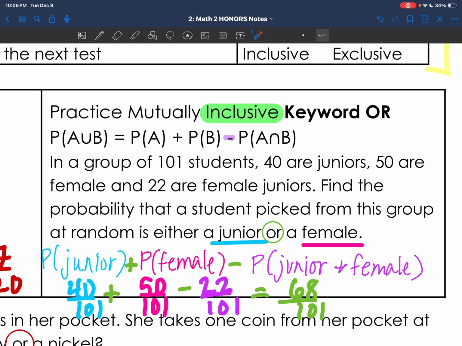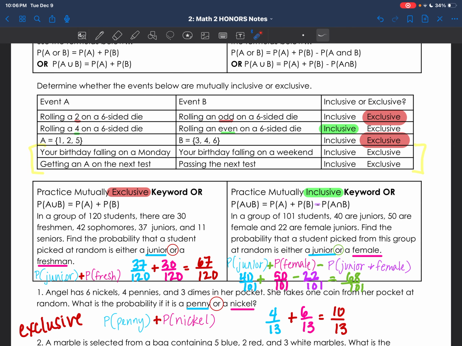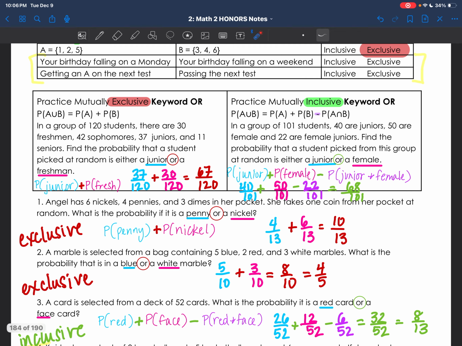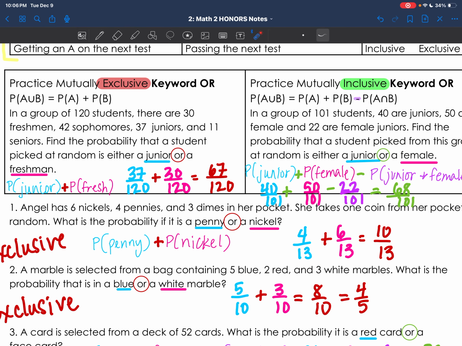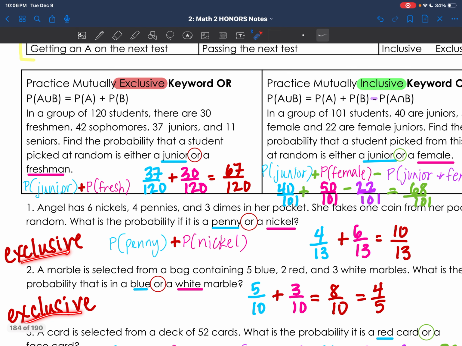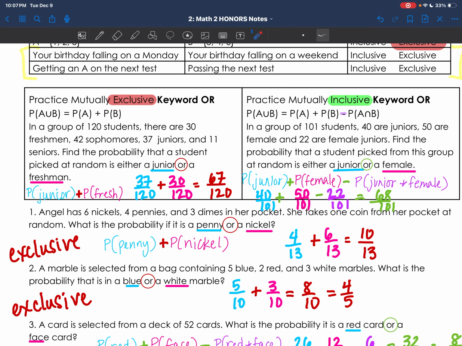So remember, if there's something that can be both at the same time, you need to subtract that from your other probabilities. All right. So what I want you to do is make sure you're writing if it's exclusive or inclusive for each one. And we're going to look at this first one.